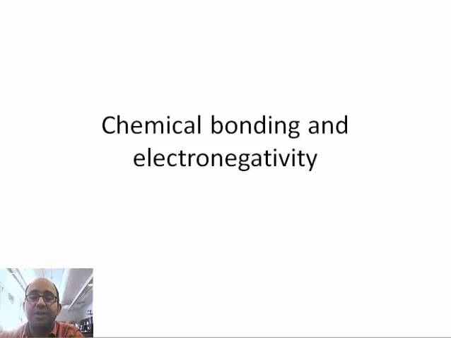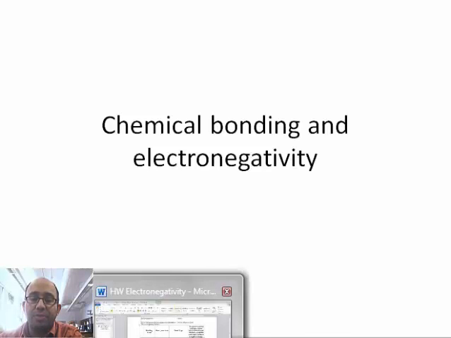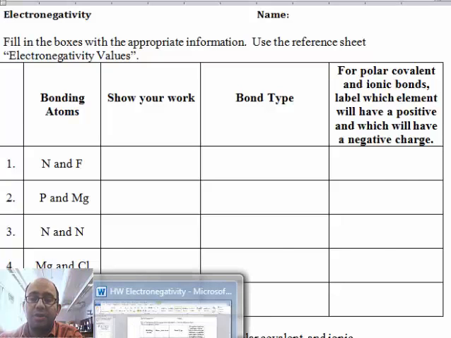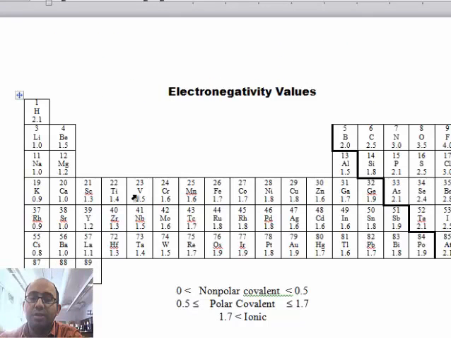Hi class, so this video is going to discuss with you chemical bonding and electronegativity. So this is going to help you do this handout, and you're going to use this modified periodic table with electronegativity values to complete it.